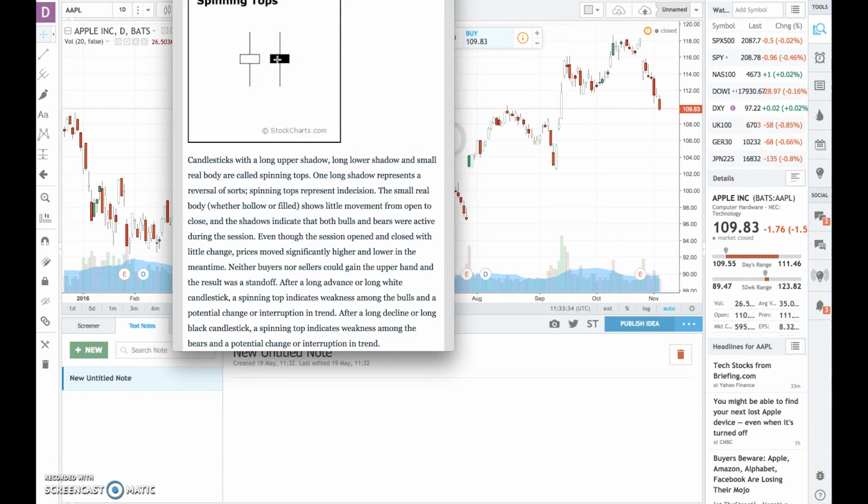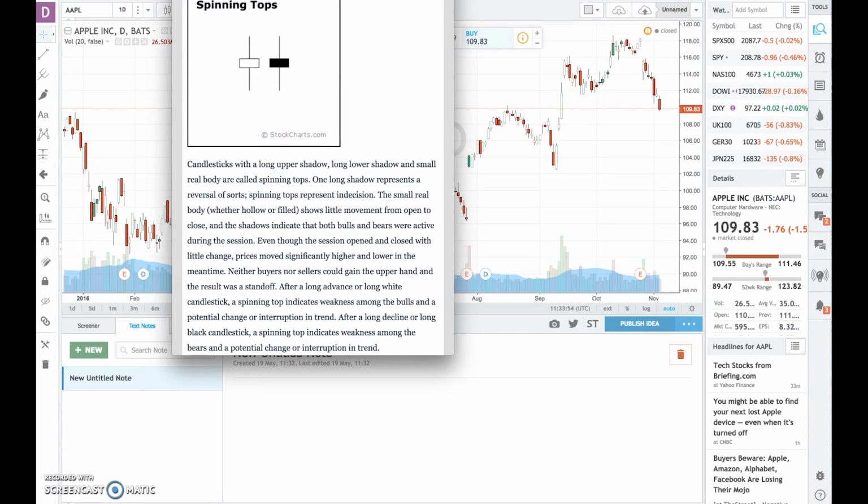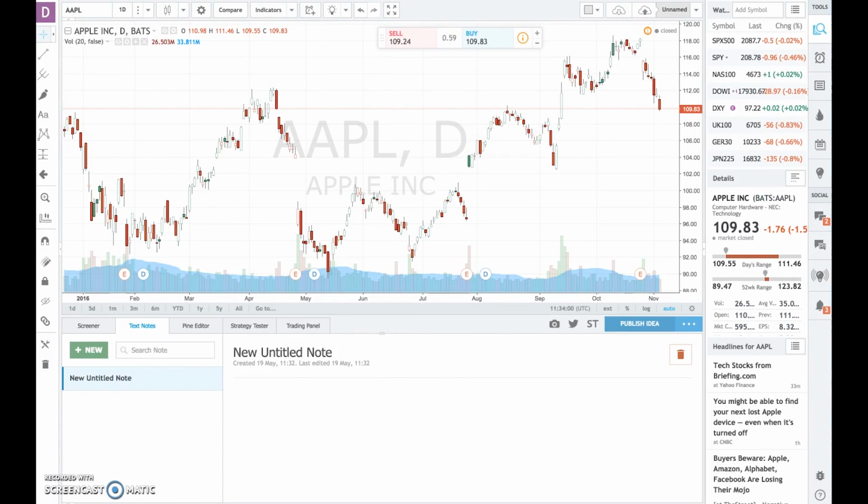So after a long advance or white long candlestick, the spinning top indicates weakness among the bulls and a potential change or interruption in trend. After a long decline or long black candlestick, a spinning top indicates weakness among the bears and a potential change or interruption in the trend. So you can identify this at times, and it can give you a good indication of what's going on out there in the day's trade.